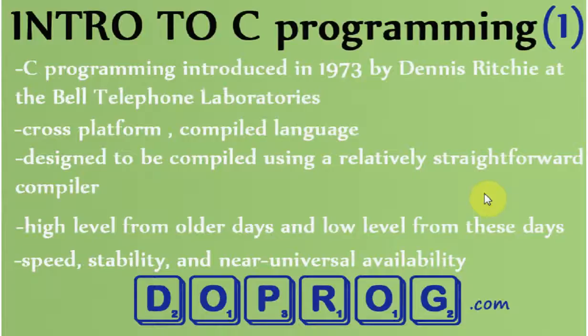And C programming is a cross-platform programming language. That means you can program in Microsoft architecture, you can run the same program in Linux architecture, and the results on the Microsoft and on the Linux platform will be exactly the same. That means you can run a program written on any platform on any other platform. And C programming is a compiled language.